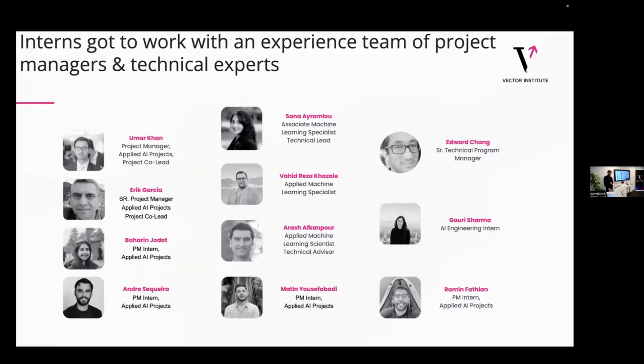Worked with a fantastic team. Not everyone's here, but these are the core team members. On the project management team, Umar and Eric were leading this, so a lot of work hand in hand with them, as well as Baran, who was a PM intern on the team, and some fantastic people on the technical, engineering side. Sana was leading this along with her team.